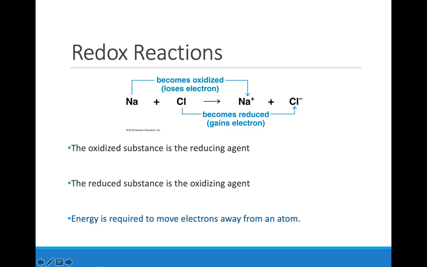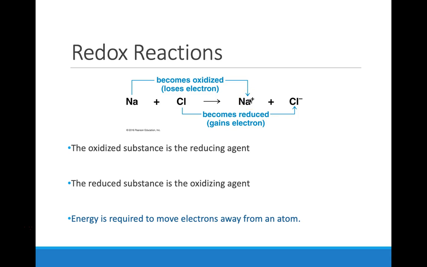So let's look at an example of a redox reaction. In this reaction, we have sodium and chlorine. And remember, this is an ionic reaction where sodium transfers an electron to the chlorine. So here, the sodium loses an electron. Remember, sodium gives up its electron to the chlorine. So that means it is being oxidized. Oxidation involves loss of electrons. So we go from an uncharged sodium to a positively charged sodium because it has lost an electron.